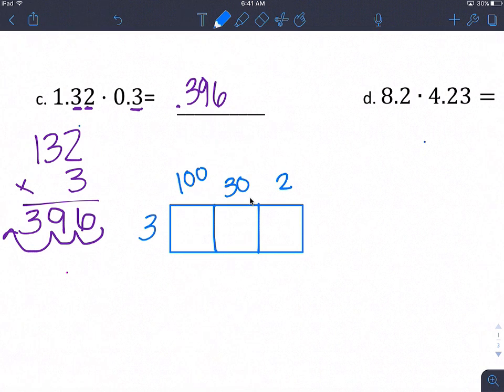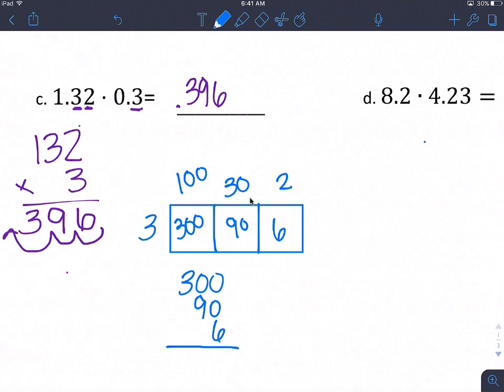I'm going by place value here. So 3 times 100 is 300. 3 times 30 is 90. 3 times 2 is 6. So now I just need to add that up. 300 plus 90 plus 6, making sure to line them up very carefully. And I get 396. Again, same thing with my decimals. I know I have 1, 2, 3 numbers that come after the decimal. So I move it 1, 2, 3 times, and I get the same answer.